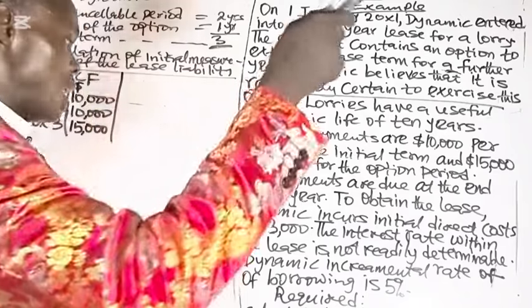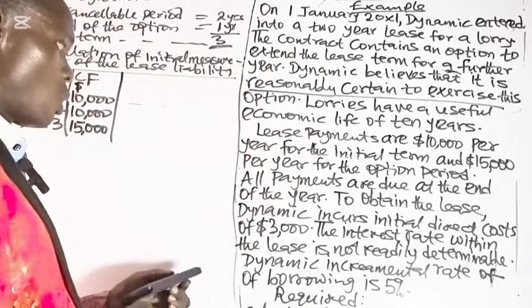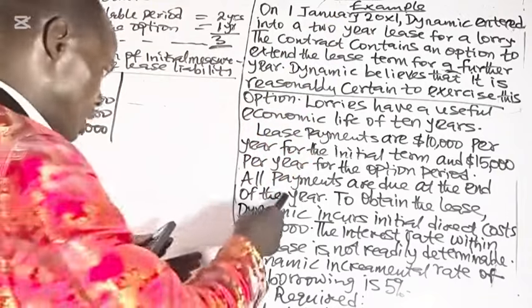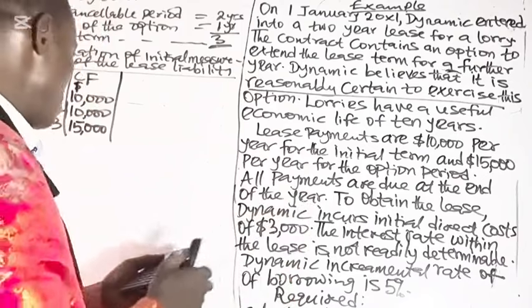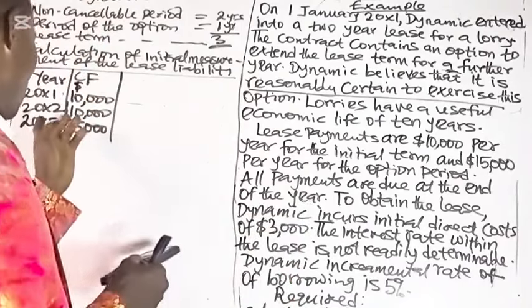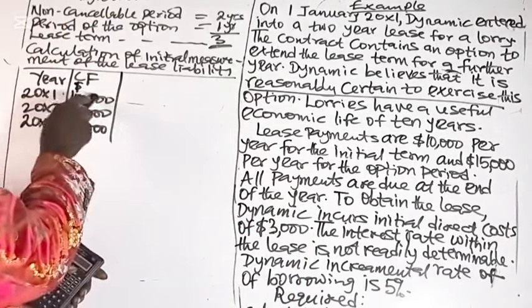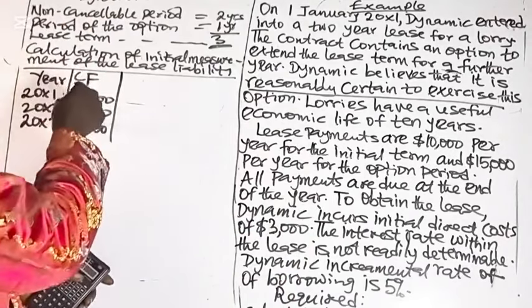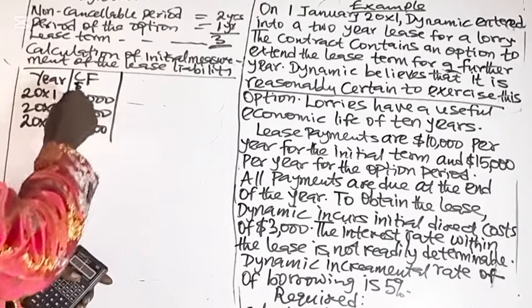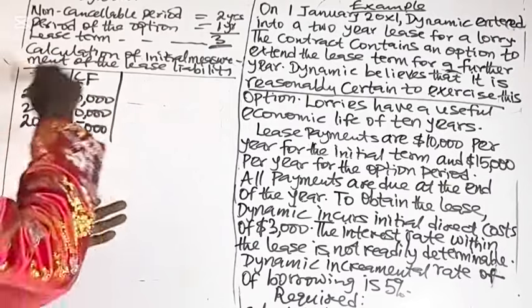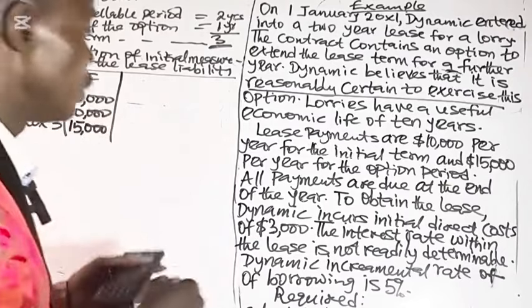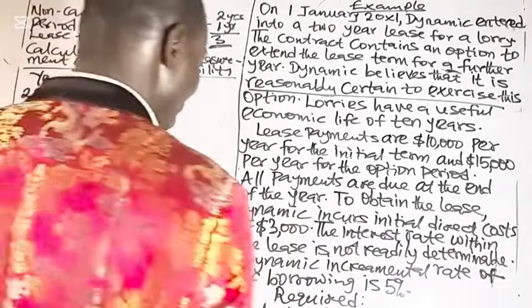So if you watch my next video, where the subsequent measurement will be examined, you will know how to deal with payments in arrears and payments in advance. So these payments are in arrears. That is why we have that payment used in the year before due. But if it is payable in advance, then it will be used in the immediate preceding year. So you will get to know that in my next video.